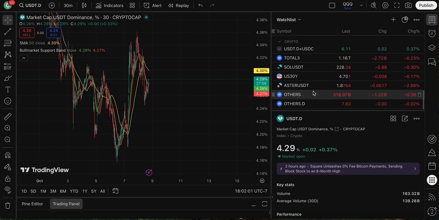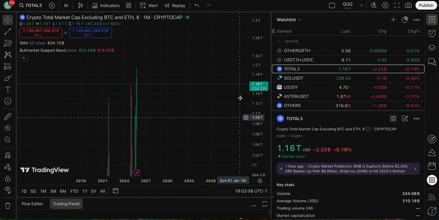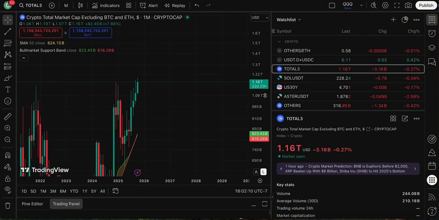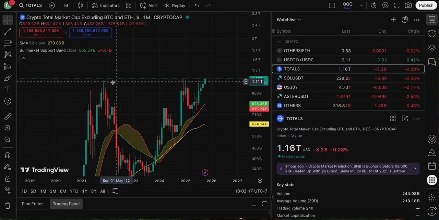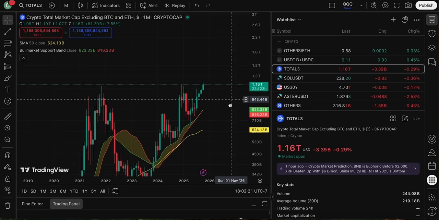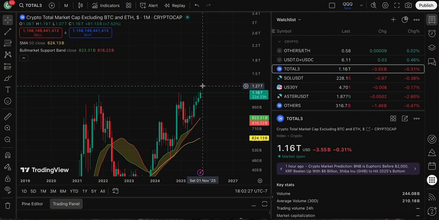In terms of Total 3, we're sitting at right around 1.16 trillion. So right now with this monthly candle on Total 3, we're actually breaking out currently. So I'm not expecting any pullbacks from here, guys. I actually think that Total 3 is most likely going to reach 1.3 trillion sooner rather than later.